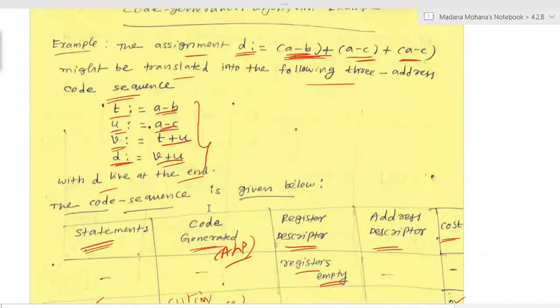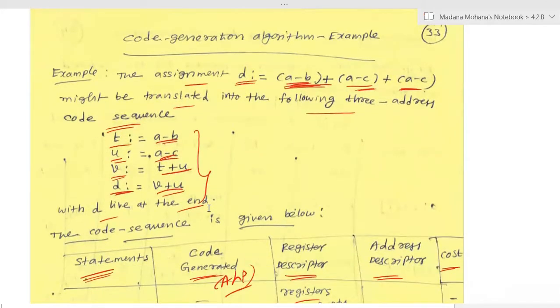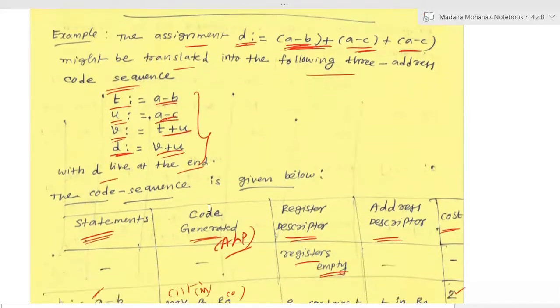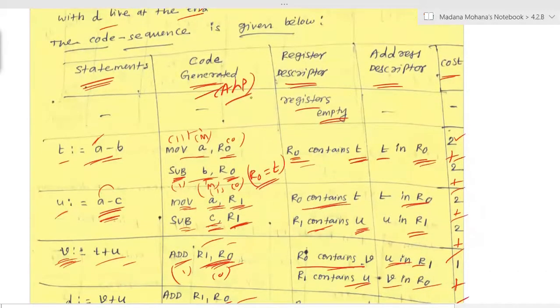So like that, by using the code generation algorithm, we can generate the target code. Using this format, first you take the statement, then the generated code, the ALP, the register descriptor, what the register contains, the address descriptor, which value is in which register, then the cost.